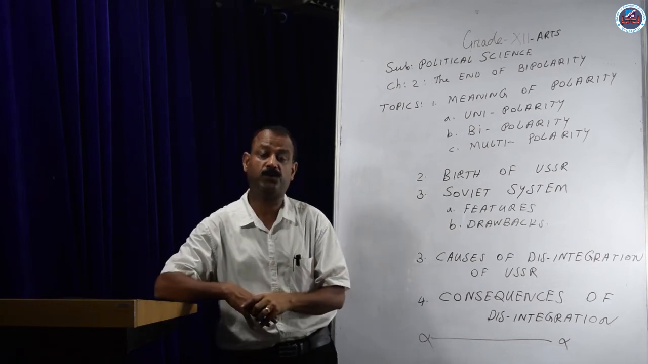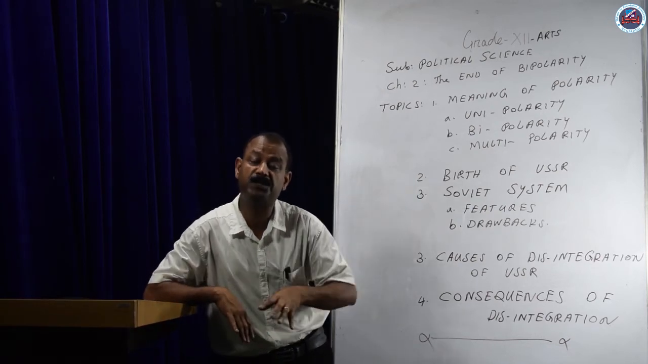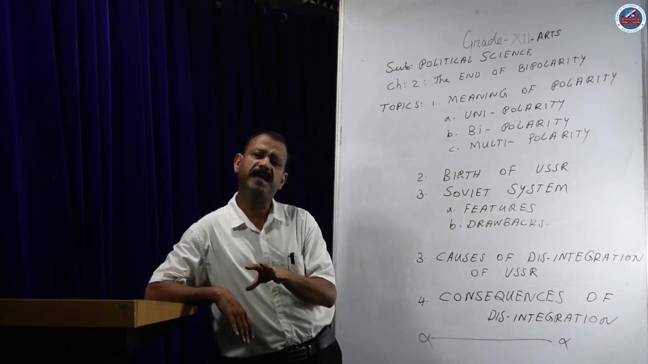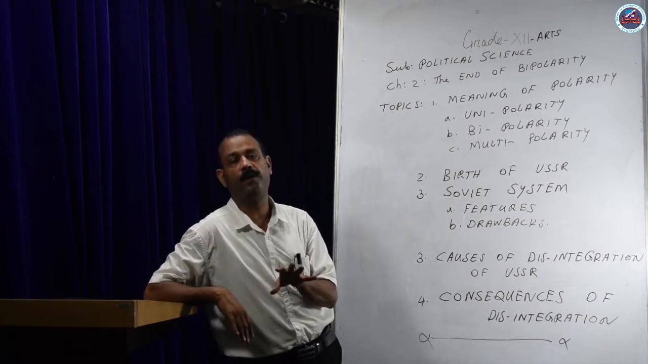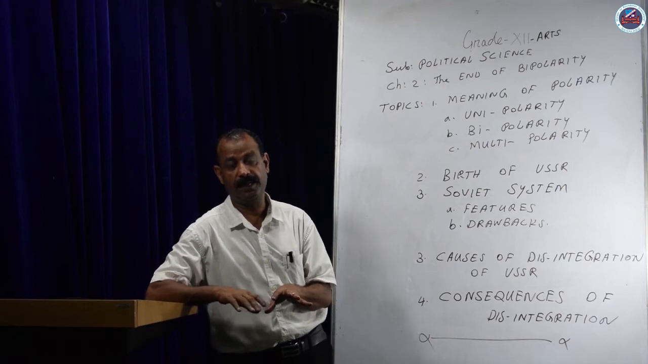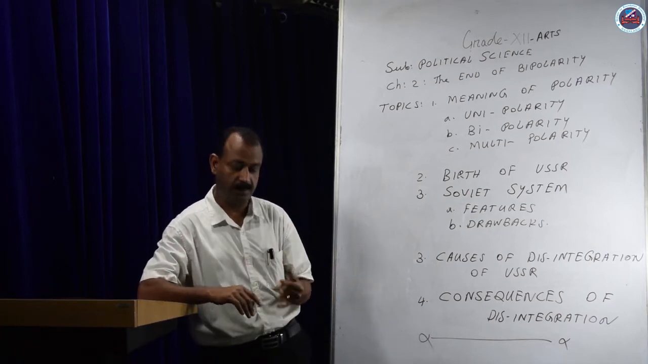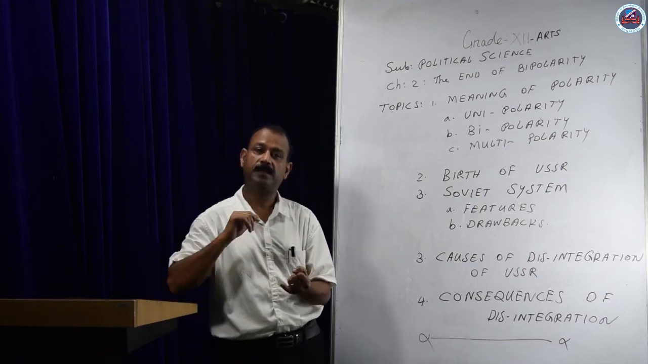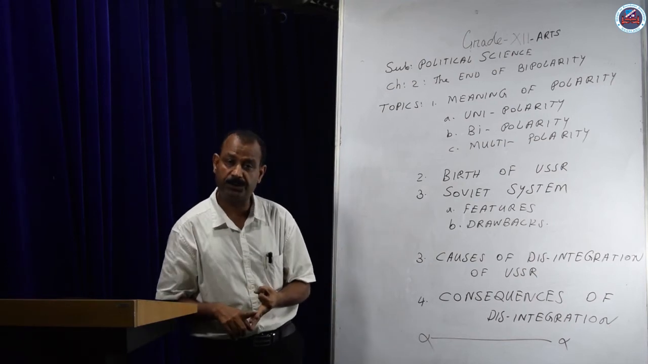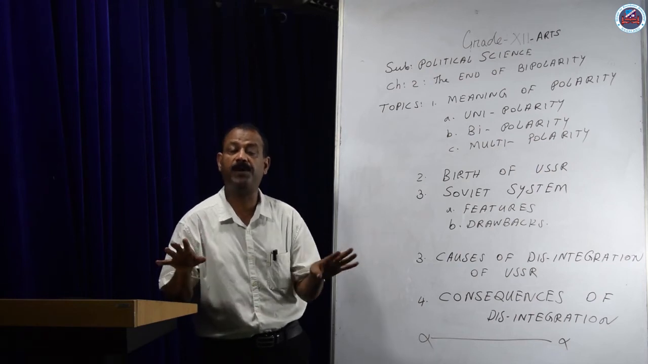Another very important feature of the USSR was that the government tried to provide a minimum standard of living for everybody. It subsidized whatever was required for the people, like health facilities, medicines and education. They were all given at a very, very cheap rate.